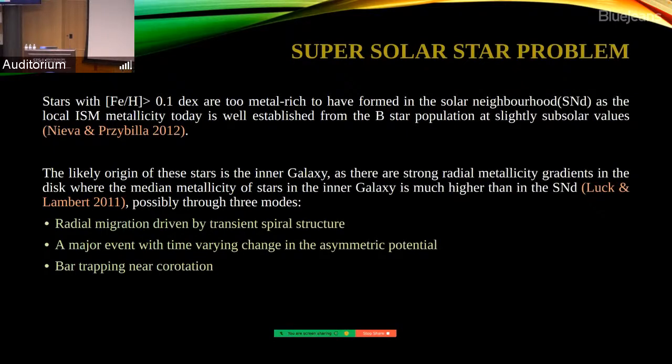Next, a major event with a time-varying change in the asymmetric potential is possible, and one such example would be the formation of the bar, which would have been a big event that might have caused a lot of migration, as we find in simulations. The third way is that stars can be trapped near co-rotation by neutral points in the bar, which can waft the stars into the solar neighborhood from the inner galaxy on eccentric orbits, which I'll talk about in the next few slides.